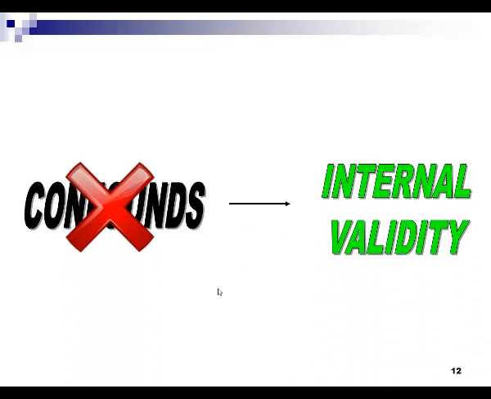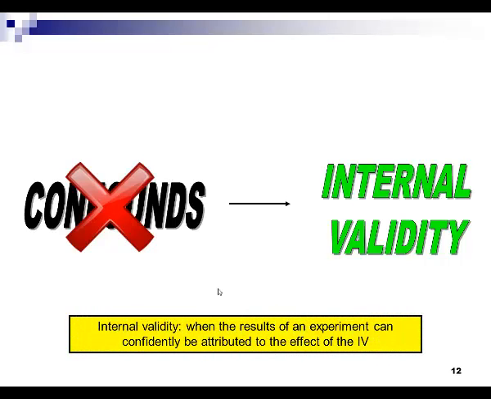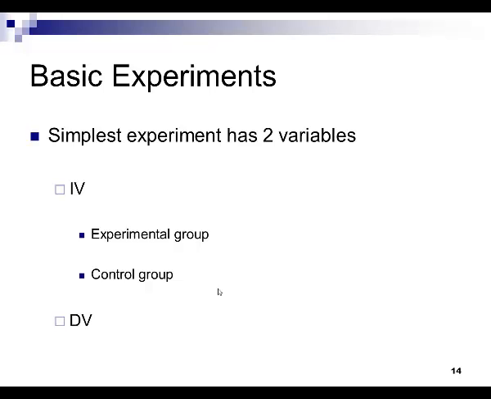And because of that, we are more assured of internal validity, okay? In other words, we are more confident that the changes to the dependent variable can be attributed to the manipulations that we have made with the independent variable. So let's move on and talk about the basics of experiments.